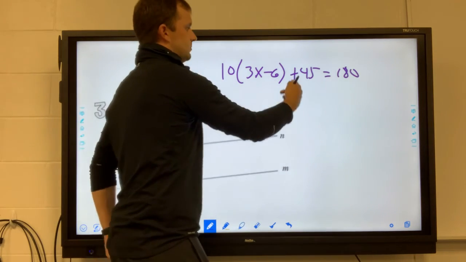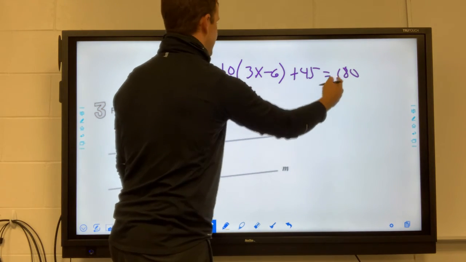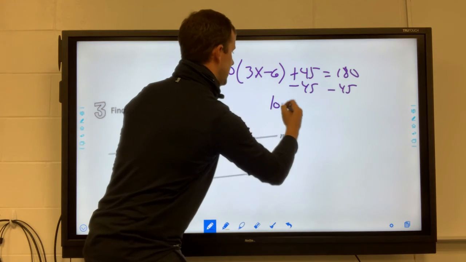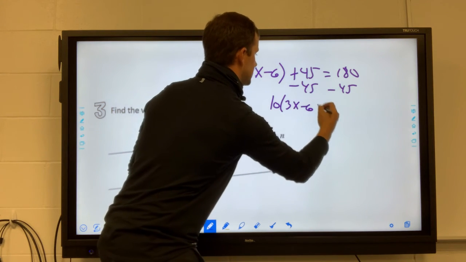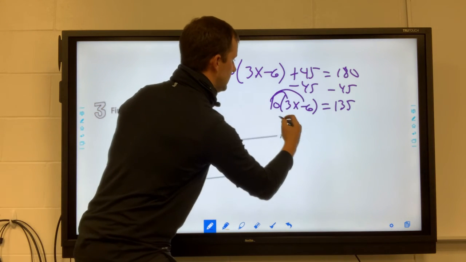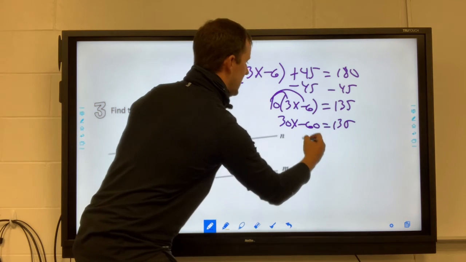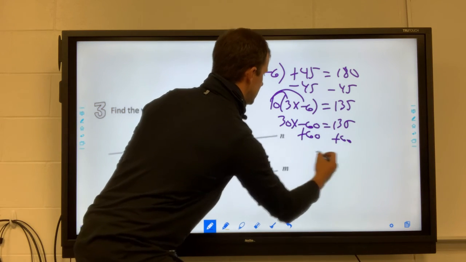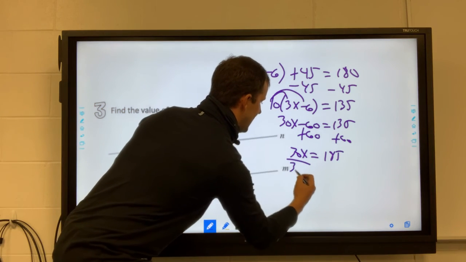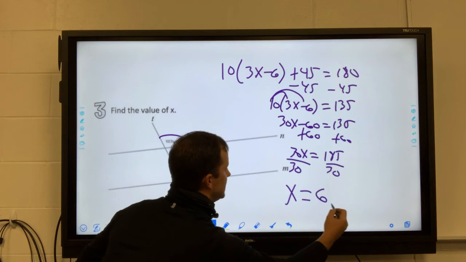Okay? So I can go ahead and subtract 45 on both sides. So that's going to give me 135. So 10 times the quantity 3x minus 6 is equal to 135. Okay, I'm going to distribute the 10. So I get 30x minus 60 is equal to 135. I'm going to add 60 on both sides. So I get 30x is equal to 195. And then I'm going to divide by 30 on both sides. 195 divided by 30 is going to end up giving me 6.5.